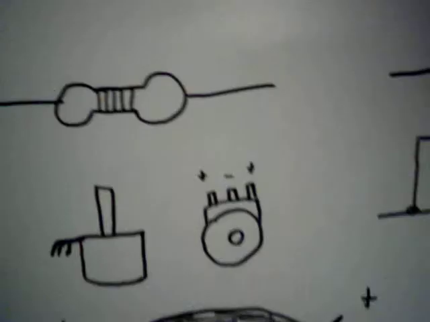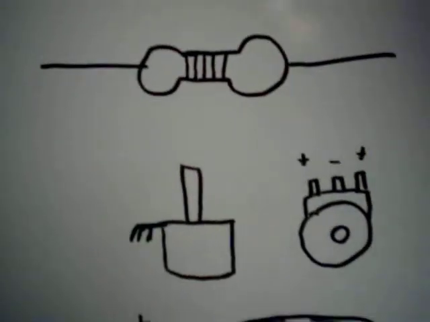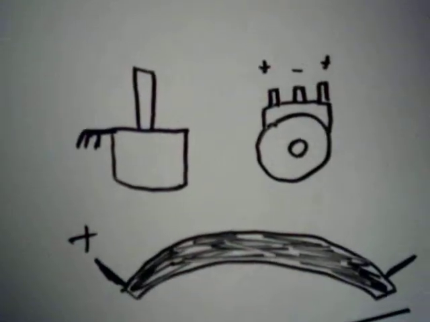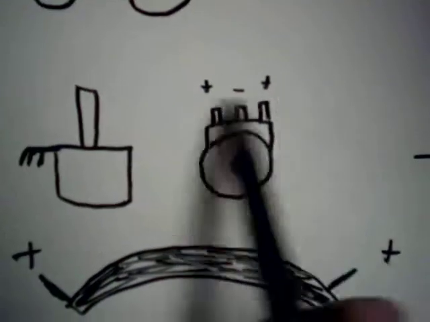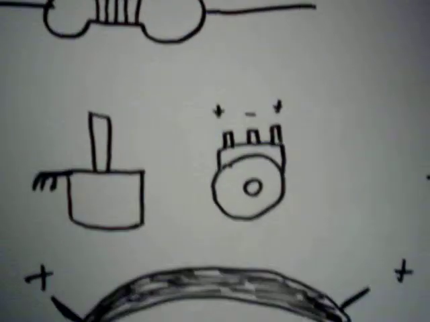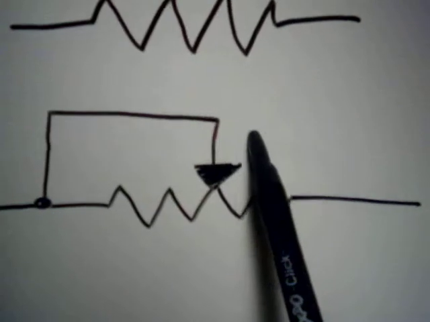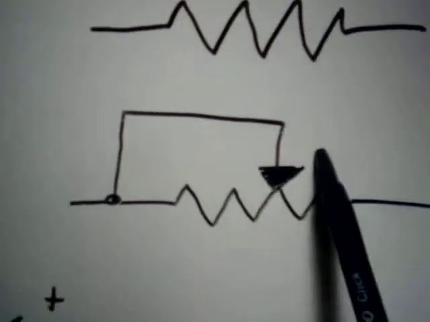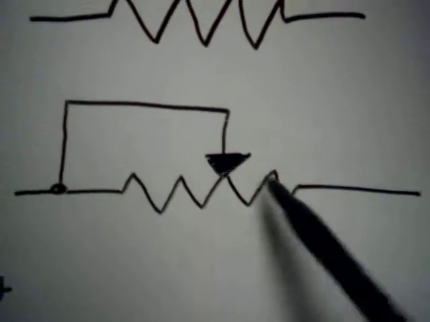We also have things called variable resistors, or potentiometers, or rheostats. This is a side view. It has 3 leads, top view, and a dial. You spin this and the resistance goes up or down. This is its schematic diagram. This is the part that you turn, the dial, and then just the resistor.